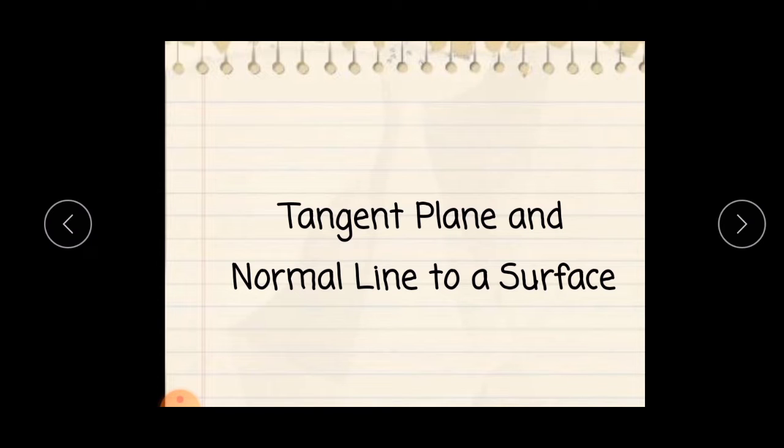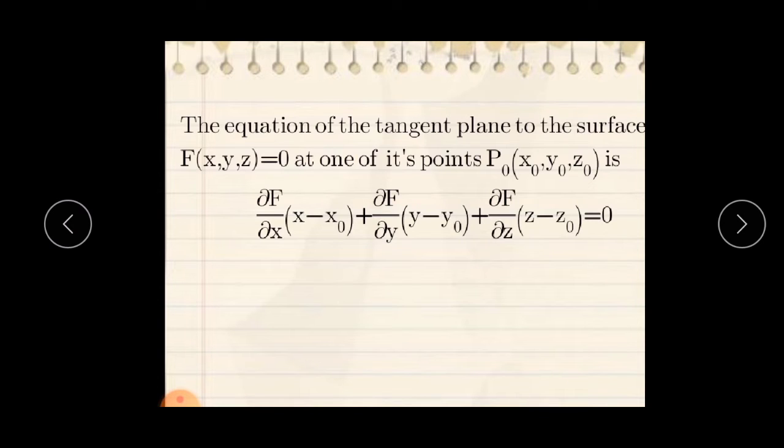Tangent plane and normal line to a surface. The equation of the tangent plane to the surface f of x, y, and z equals 0 at one of its points P sub 0 equals (x sub 0, y sub 0, z sub 0) is the partial derivative of the function with respect to x times (x minus x sub 0) plus the partial derivative of the function with respect to y times (y minus y sub 0) plus the partial derivative of the function with respect to z times (z minus z sub 0) is equal to 0. And that is the equation of the tangent plane.